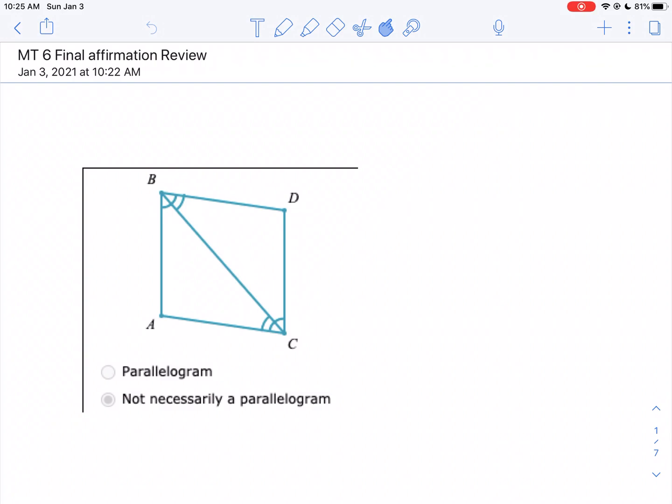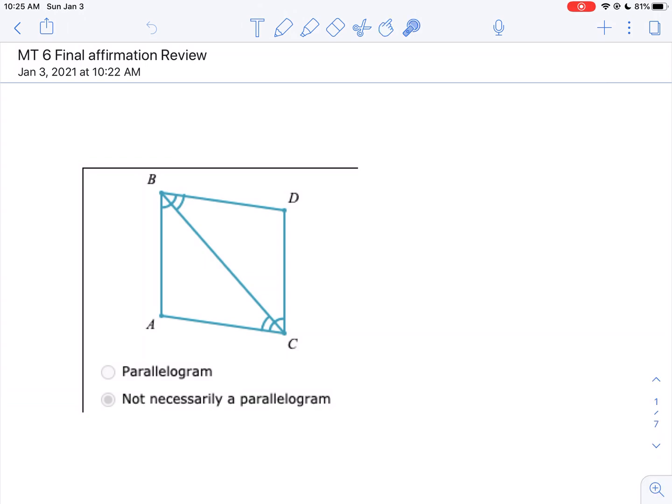Hello, before I reopen the MT6 affirmation for you, I want to go over a few of them with you. This question right here, is this a parallelogram? Well, obviously, if I'm going over it, it probably is, but why is it?